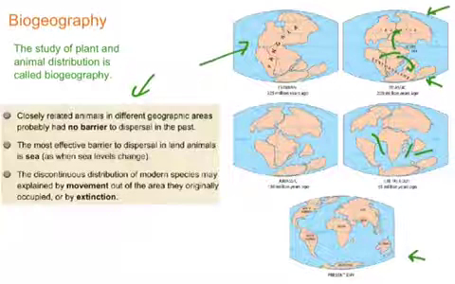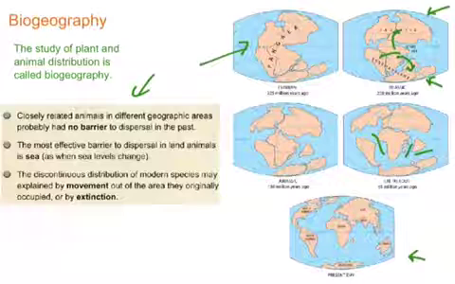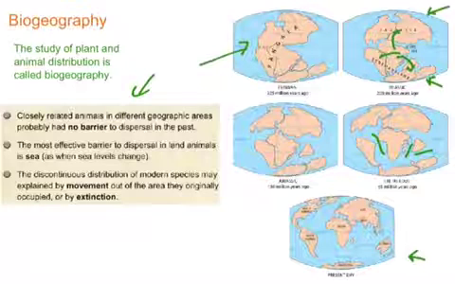And the third point is the discontinuous distribution of modern species, that is, that modern species are located in very different places and don't interbreed and don't mix. This could be explained by movement out of the area that they were originally in before the continents had moved apart, or they could well have been found in a number of other places but no longer are there because they've become extinct.